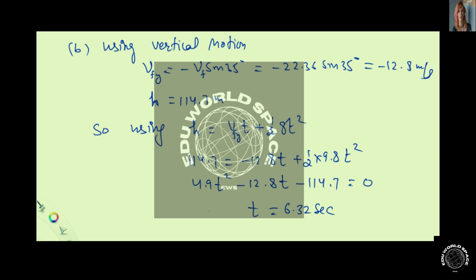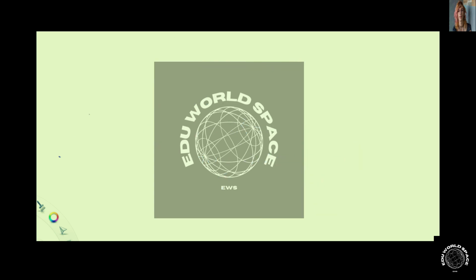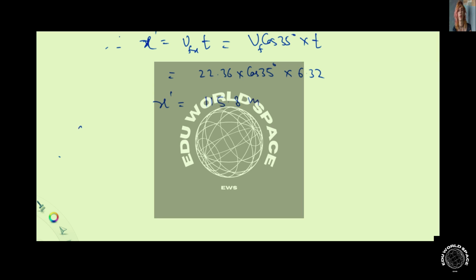in the air. So within this time, horizontal distance covered by it, x dash, is equal to horizontal velocity Vfx multiplied by time, means this is Vf cos 35 degree multiplied by time. So this is 22.36 multiplied by cosine of 35 degree multiplied by time 6.32. So this x dash is calculated to be equal to 115.8 meter.